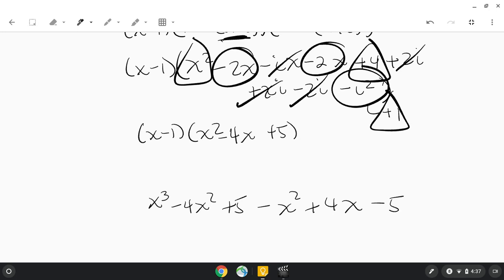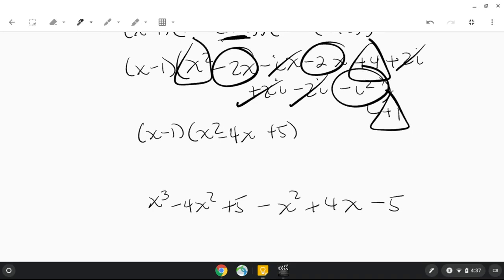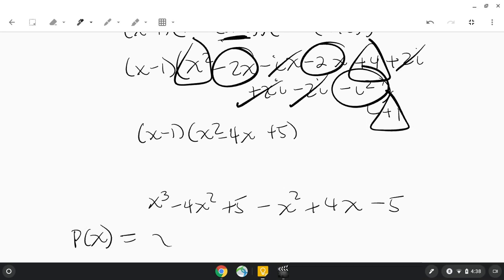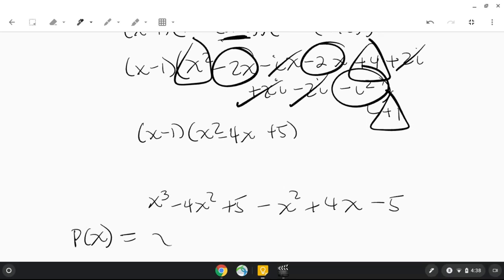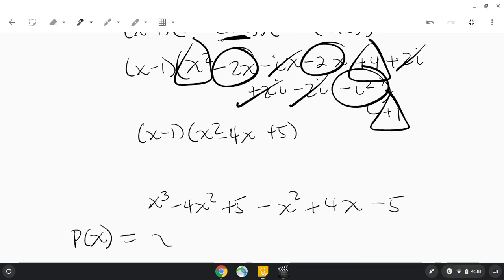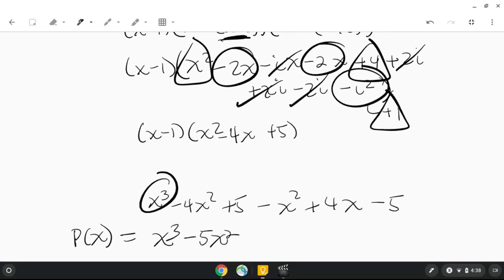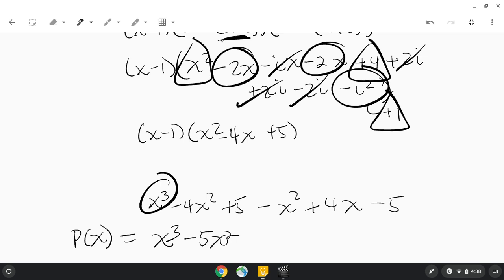Okay, so I distributed the x, and then I distributed the negative 1. And so my final polynomial, combining like terms and putting it in descending order, I get x cubed. So that's that one. Negative 5x squared. So that's this one and this one. And plus 4x.